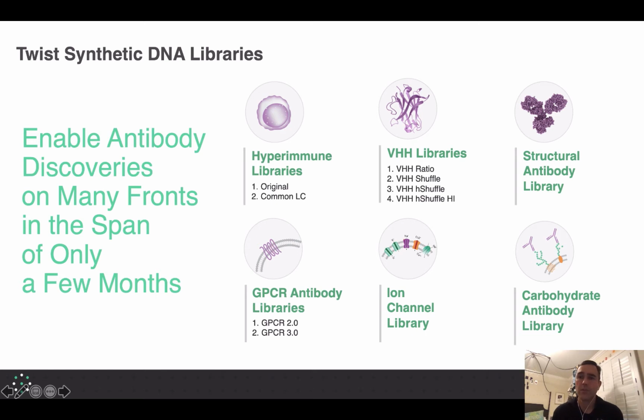Thirdly, we have a library that we call the Structural Antibody Library, which is derived from all known human antibodies that are in the public PDB database, making the assumption that antibodies that have been crystallized are very stable and developable. We sought to create a library utilizing the diversity seen in those antibodies. And then finally, as I mentioned, synthetic libraries are oftentimes best used for difficult to drug targets. And we've created a suite of different antibody libraries to GPCRs, where we have 2 different libraries, GPCR 2.0 and 3.0. We have an ion channel library that can potentially be used to drug these difficult ion channel targets. And then finally, we have a library focused on carbohydrates.